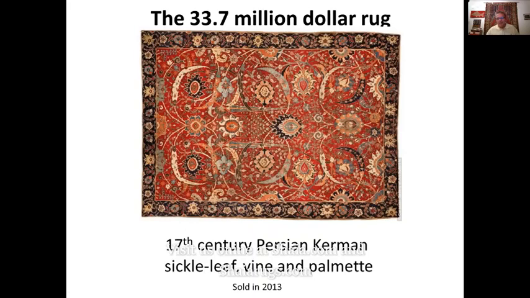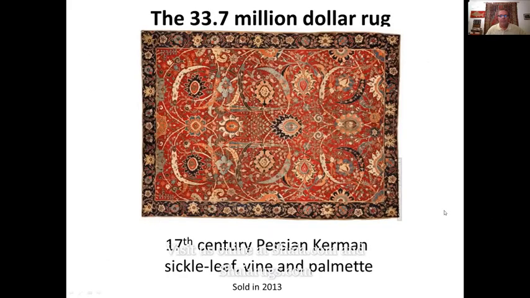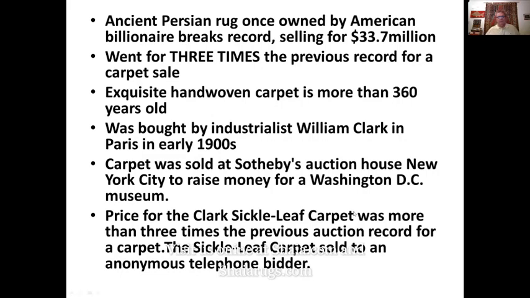So this one sold in 2013. And I'm sorry, let me just go back one slide there. $33.7 million. It's a 17th century Persian Kerman with the sickle leaf, vine, and palmette motif. Here's a little interesting tidbit about it. It was an ancient Persian rug once owned by an American billionaire, broke every record, selling for $33.7 million, which is 3 times the previous record sold.